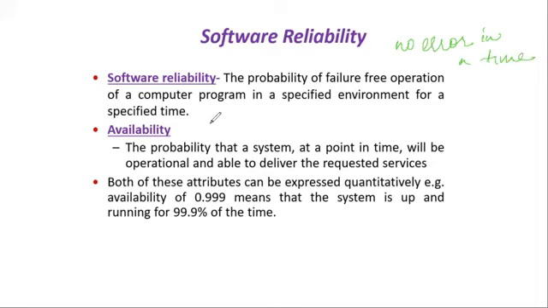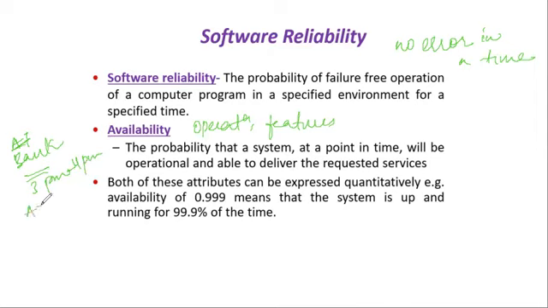Then the next is availability. Availability is the probability that a system at a point in time will be operational and able to deliver the requested service. Available means the specific operations and features are available to the customer. Now, if we take an example of an ATM, sorry, for a bank. Now, the bank is going to function up to 3 p.m. or 4 p.m., right? But still you can make transactions using the ATM. That is, the services of the bank are available by the ATM.